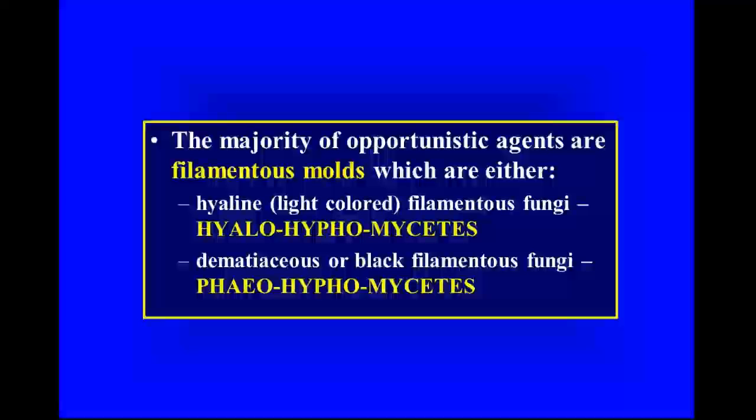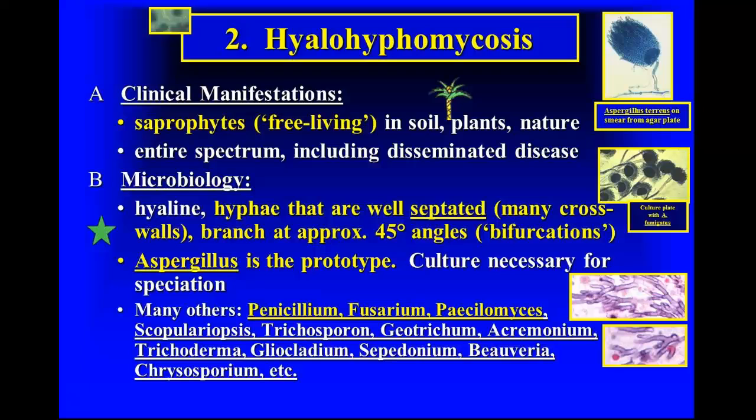Two and three of your four opportunists are the very frequent filamentous molds that come in two types: the hyalohyphomycetes, or light-colored hyaline filamentous fungi, and the phaeohyphomycetes, phaeo meaning black or dematiaceous filamentous fungi. Let's do two of these four, hyalohyphomycetes. These are all free-living saprophytes in nature, and rarely we can get them stuck into our skin also. They can produce the entire spectrum of disease.